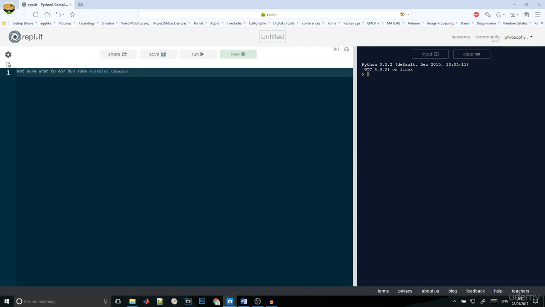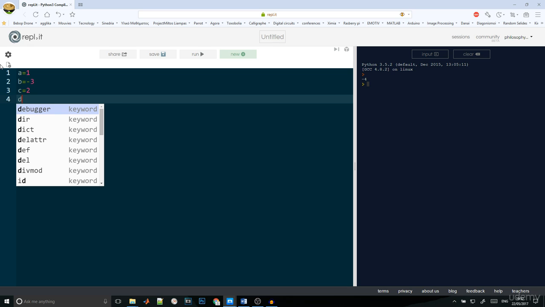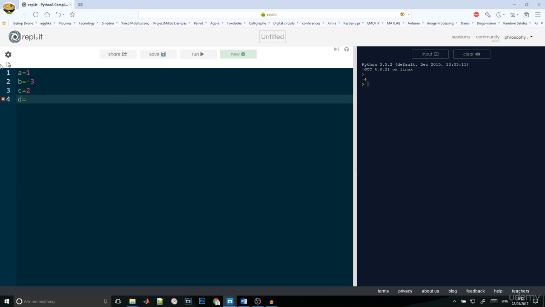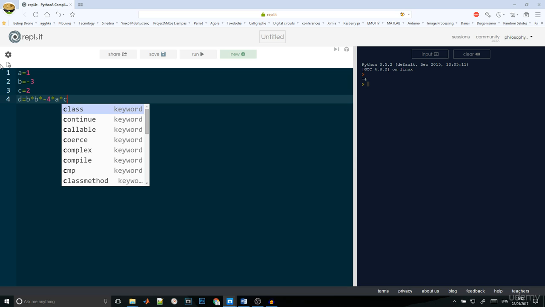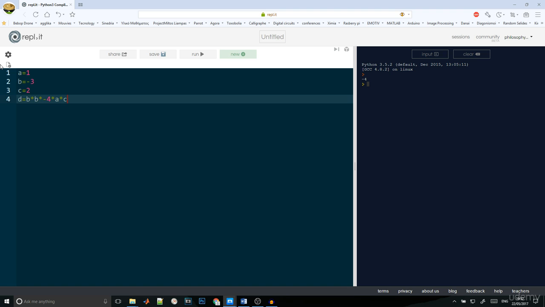Okay, first we need to initialize the three variables. This can be done by the user, but here we will just write them down in order to make the whole procedure faster. So a is equal to 1, b is equal to -3 and c is equal to 2. Then we need to calculate the discriminant, that is equal to b squared minus 4 multiplied by a multiplied by c. And we can print the results. So the results are correct.